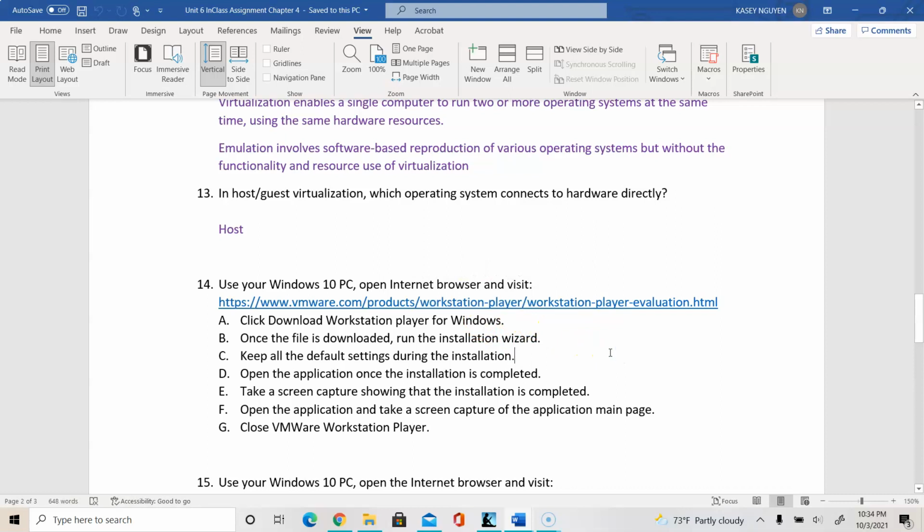And unlike VirtualBox, you would see that the file format is a little different and the interface is a little different, but ultimately we can still achieve the same thing using VMware Player. So this walks you through how to do it. If you don't have a Windows PC, you can install VirtualBox and you can take a screen capture of that instead.